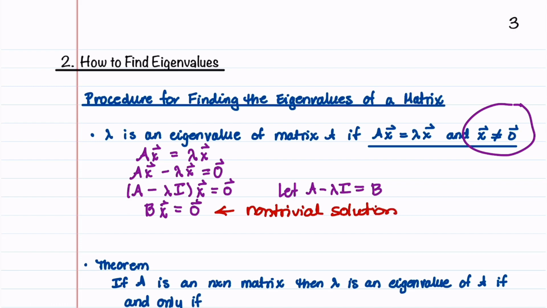This then tells us that the determinant of B has to equal 0 because we cannot have a unique solution. That then tells us that the determinant, plugging back in for B, of A minus lambda I, must also be equal to 0. And that's the equation that we're going to use to find our eigenvalues.